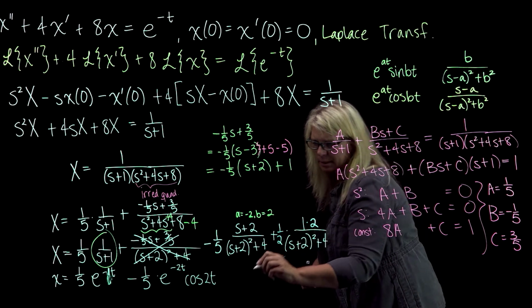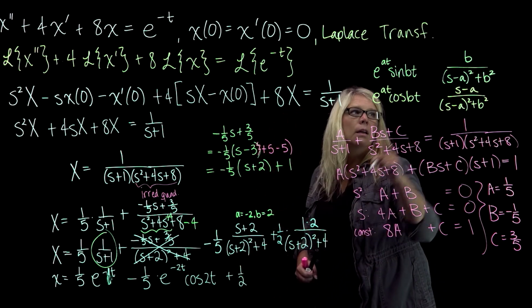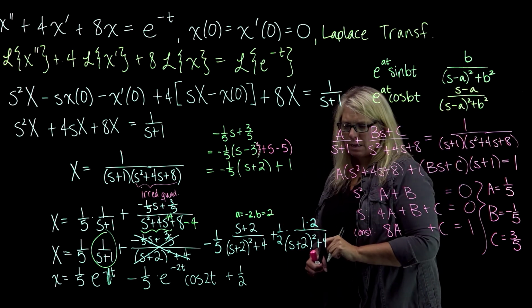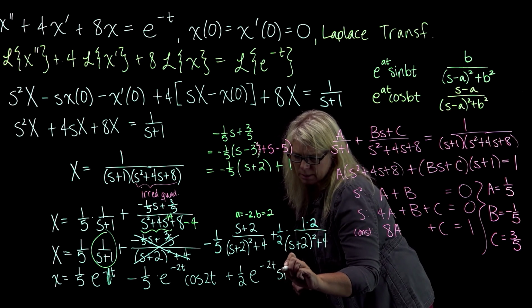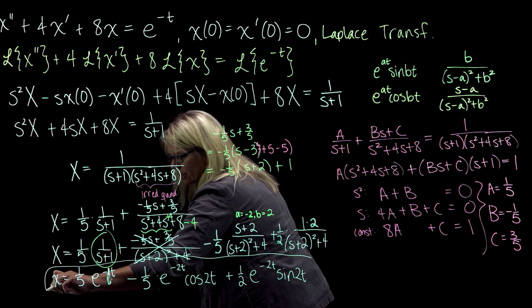And then for this last part here, plus 1/2. And then this one is what we've got here also with a equals -2 and b equals 2. So e to the -2t sine 2t. So there is our solution to the differential equation.